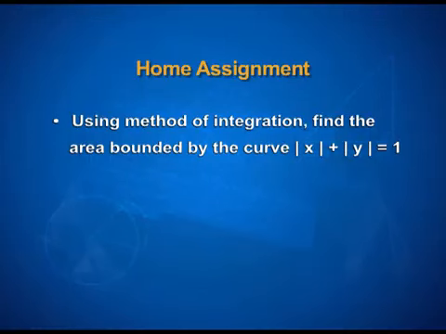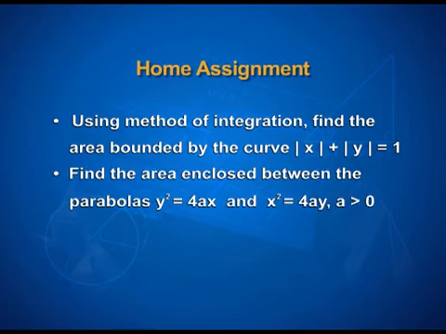So, students, note down the home assignment questions. Question number 1, using method of integration, find the area bounded by the curve |x| + |y| = 1. Question number 2, find the area enclosed between the parabolas y² = 4ax and x² = 4ay, where a > 0.